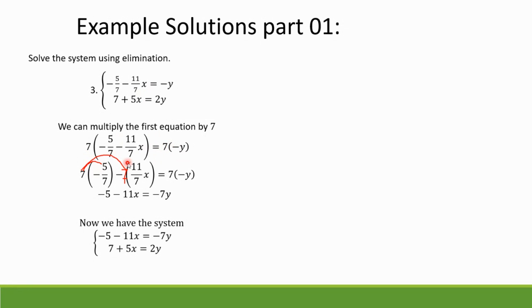Doing so, we distribute. I tried to write a 7 here. Hopefully that looks like a 7. When we distribute, as you can see, the 7s, the denominators, are going to vanish. But whatever you do to the left, you do to the right. That's why we have a 7 here. So we have minus 7 times y, like so. So again, for the first equation, we took the denominators away by multiplying both sides by that denominator. All right, awesome. Now our system looks like this.